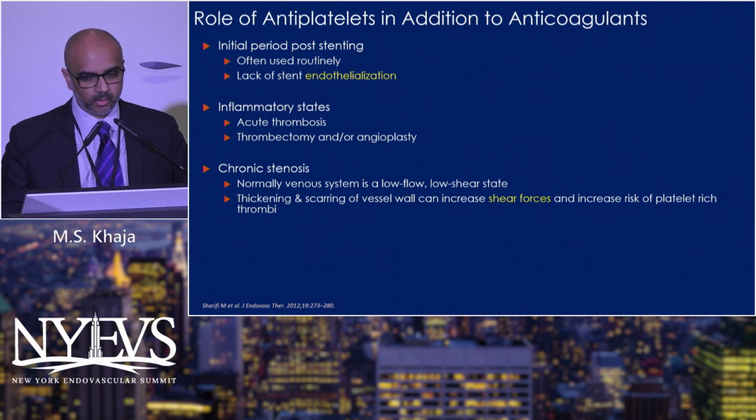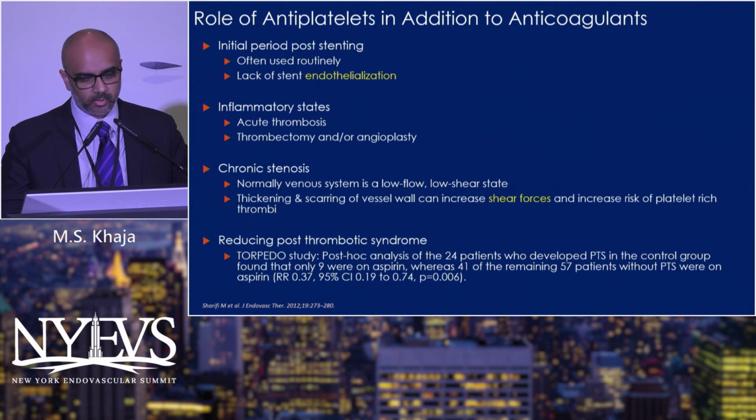And then chronic stenosis, as we know, the normal venous system is a low flow, low shear state. There's good blood flow going through, but when you do get this collagenized venous endothelium, it gets thickened, scarred, and it causes actually increased shear forces. We've seen this on MR, we've seen this on ultrasound and other images, and that causes increased risk of platelet-rich thrombi. And so therefore, it may be helpful to have antiplatelet agents.